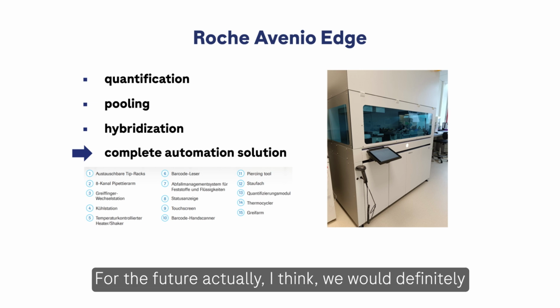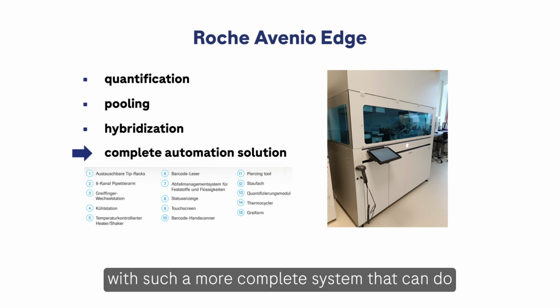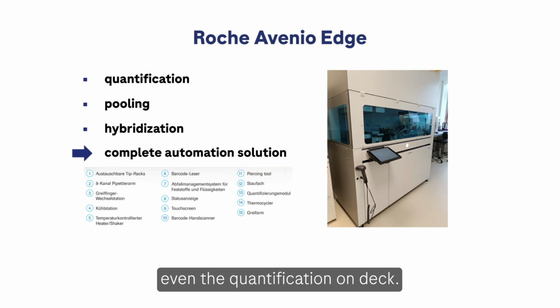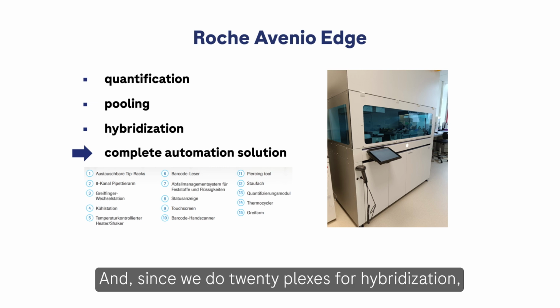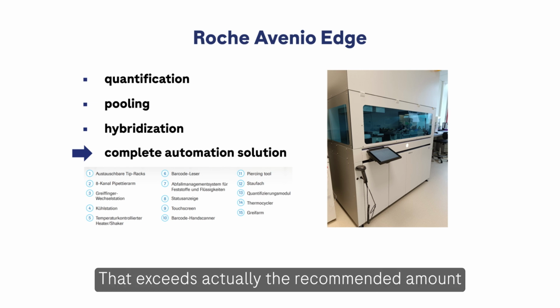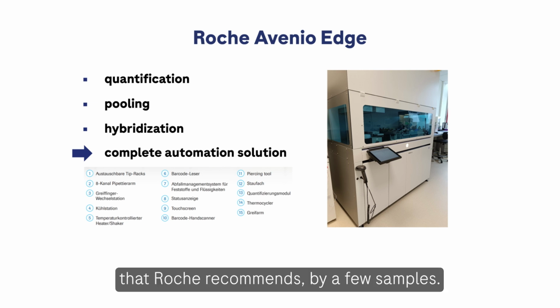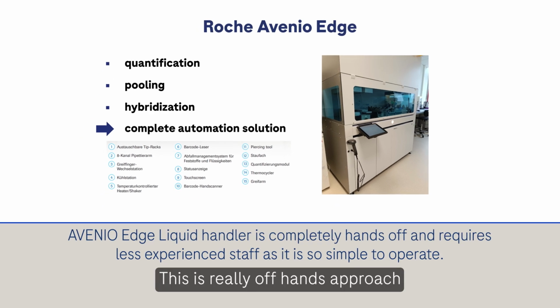and can start. For the future, I think we would definitely like to replace our Hamilton robots with such a more complete system that can do even the quantification on deck. Currently, with the Hamilton robots, we do that off deck. And since we do 20 plexes for hybridization, we do that also manually. That exceeds the amount that Roche recommends by a few samples, but it's really working in our hands greatly. This is a really hands-off approach of being able to do that.